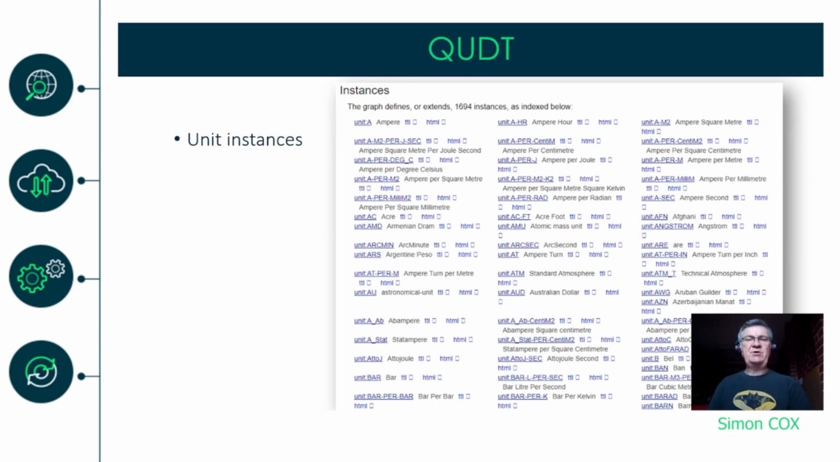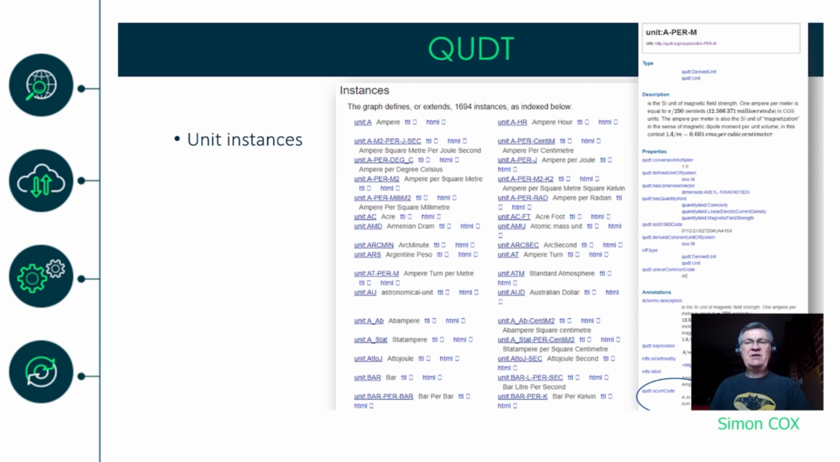Here's the top of the units catalog, showing the A's. Symbols like unit:A-PER-M are shorthand for URIs, which are persistent web identifiers. The actual URI for that unit I just read out is shown at the top of this example entry, and the whole entry shows the detail available for each entry, including the EUCUM code.